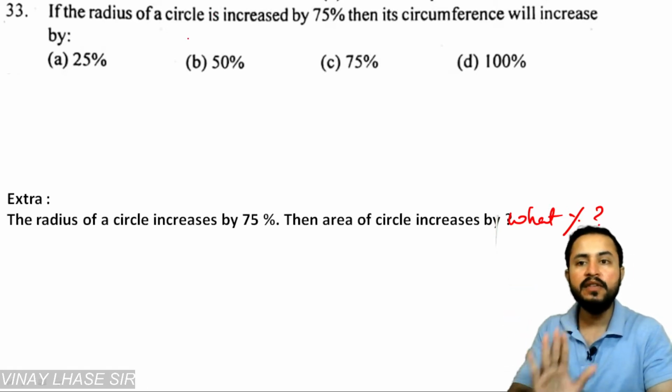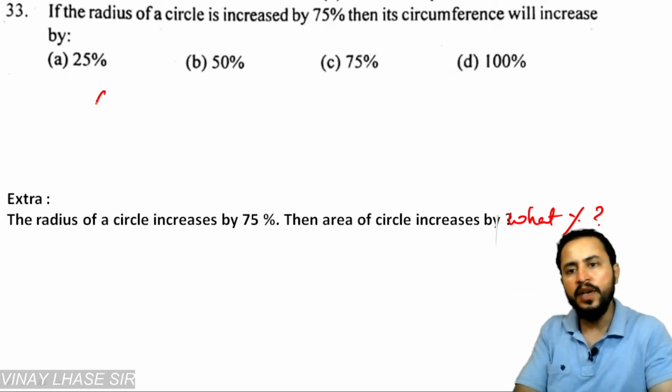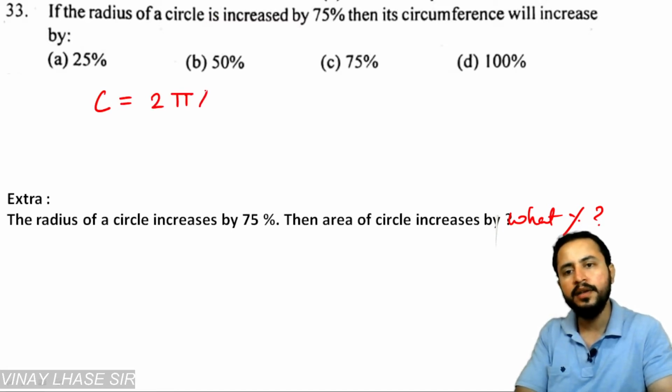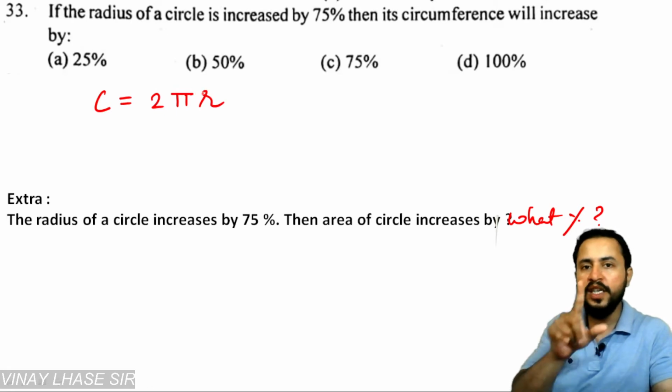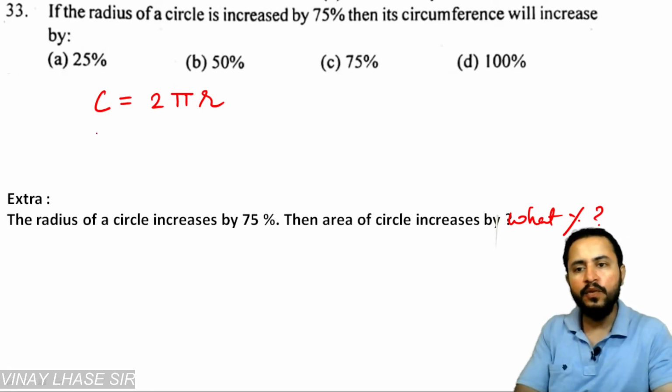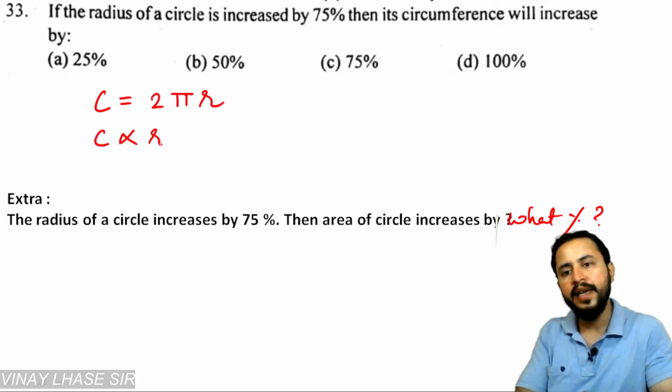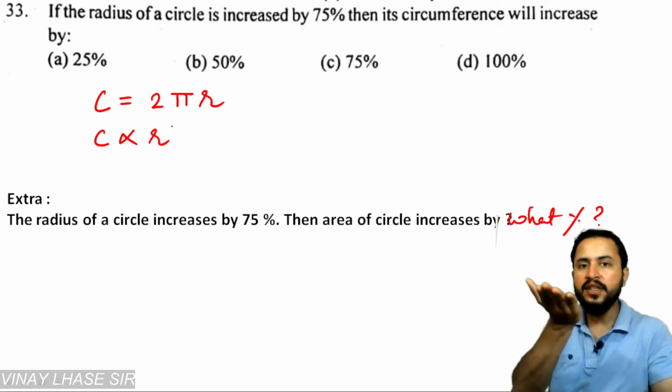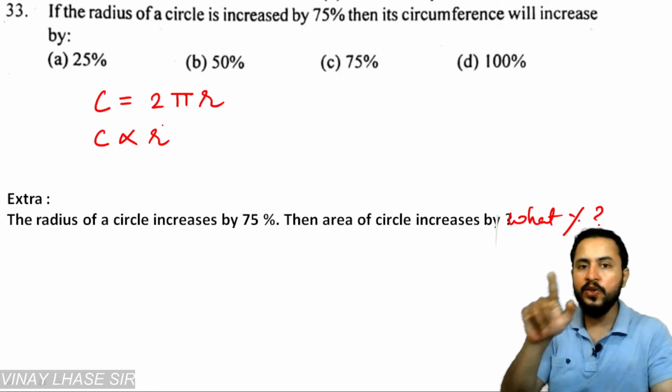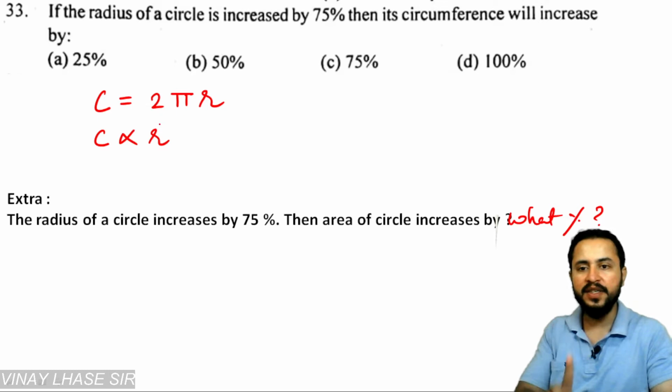Then the circumference will increase by how much? So circumference, we know circumference of a circle C is equal to 2 pi r. 2 is constant, pi value is constant. So circumference depends directly on radius. As radius increases, the circumference also increases by the same percentage.